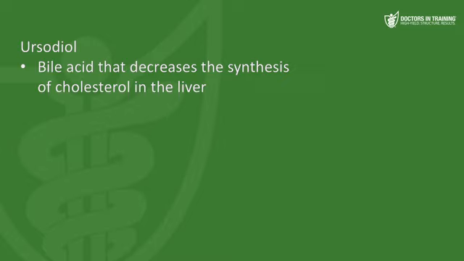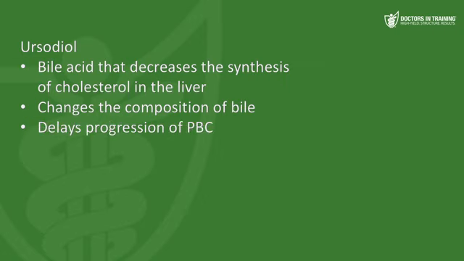Ursodiol is a naturally occurring bile acid that was originally isolated from bear bile that decreases synthesis of cholesterol in the liver and changes the composition of bile. And in PBC, ursodiol is thought to delay progression of PBC and improve survival, though there is a meta-analysis that shows there's really not much improvement in mortality or symptomatology.